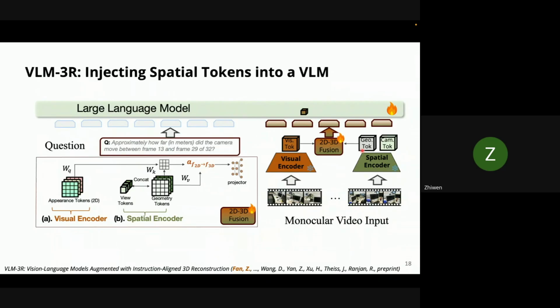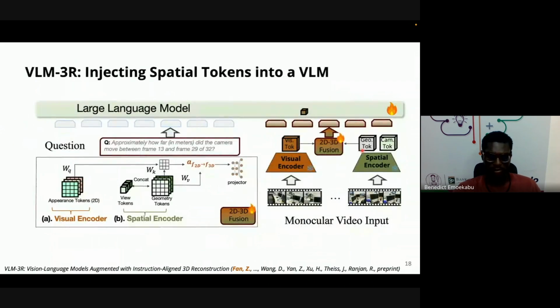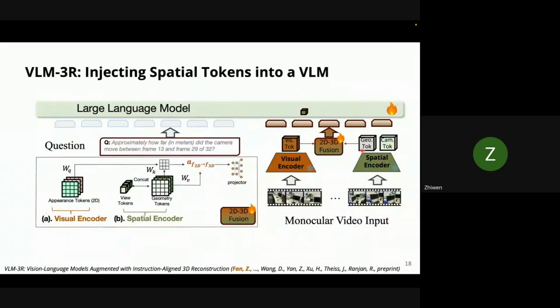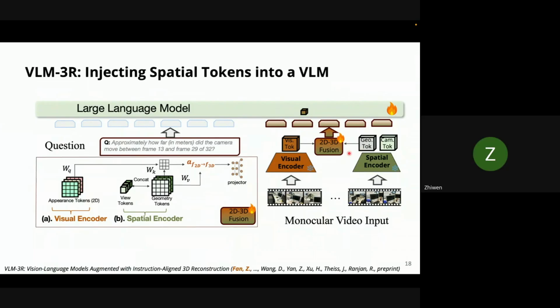With this high-level design, yeah, go ahead. Sorry to interrupt, Zhiwen. I can see here you have geometry tokens and you have view tokens. Is the view token, I'm guessing, corresponding to the camera token? Yeah, it's the same. So, you mean this V token here?